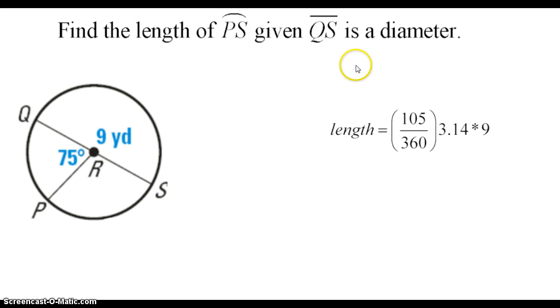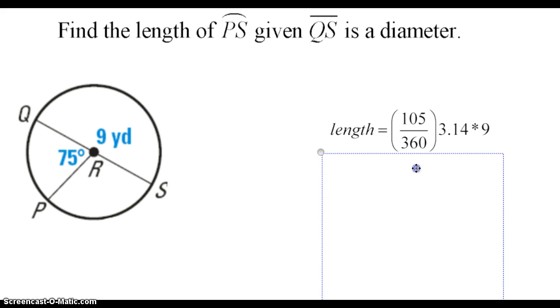And the only thing is, you might say, well, why am I using 105 instead of 75? Well, remember, I'm trying to find PS, which is this arc. This arc goes to this angle. Well, how do I get the angle? I know QS is a diameter. So under here is how much? 180. So I take 180 and I subtract 75. That's how I got 105. So you just have to make sure that you are using the correct angle with the correct arc.